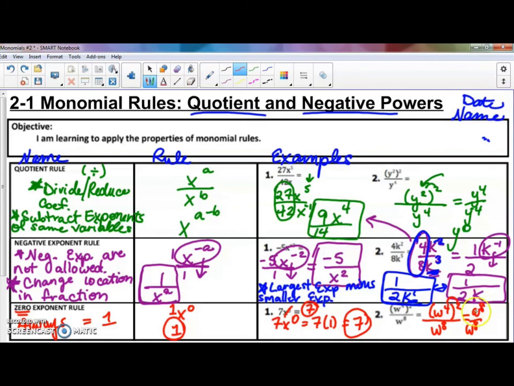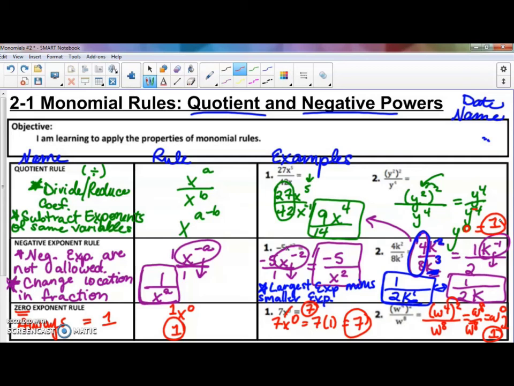Now w to the 8th over w to the 8th means if you subtract, we get 8 minus 8, which gives us w to the 0 power, and like we just said, anything to the 0 power is just 1. There we go. Which now we come back up here to this one that we said we got y to the 0 power because we did 4 minus 4 and got 0, and y to the 0 power also goes to 1. So anything to the 0 power automatically goes to 1.